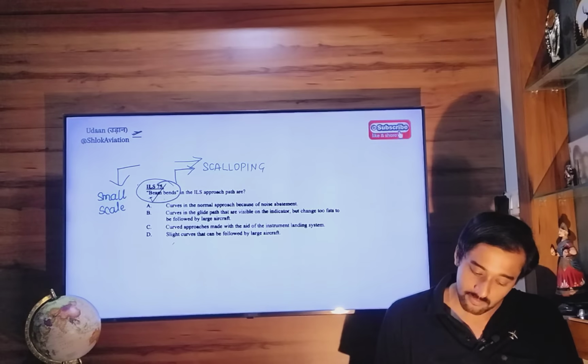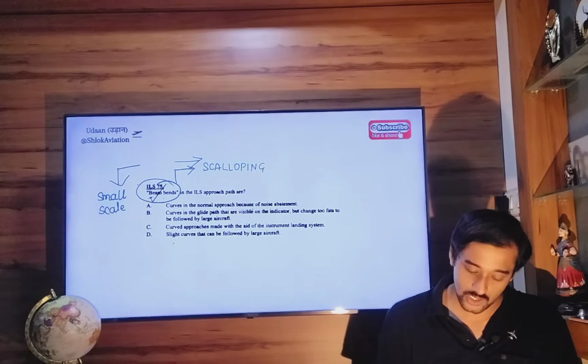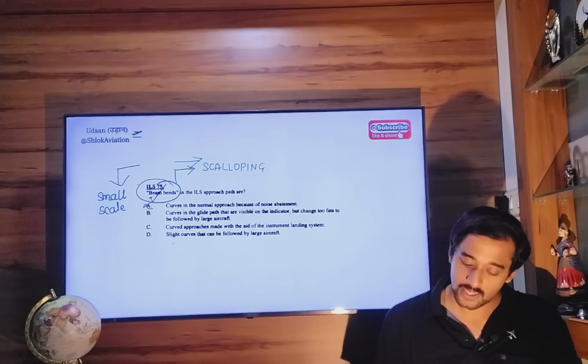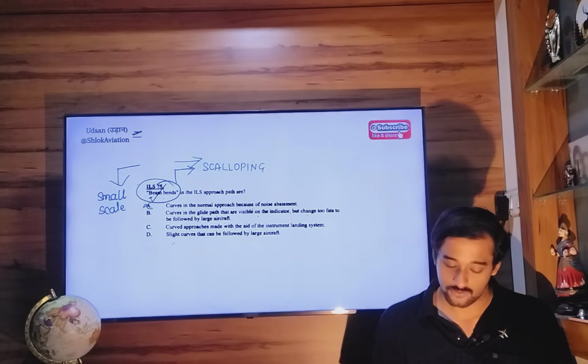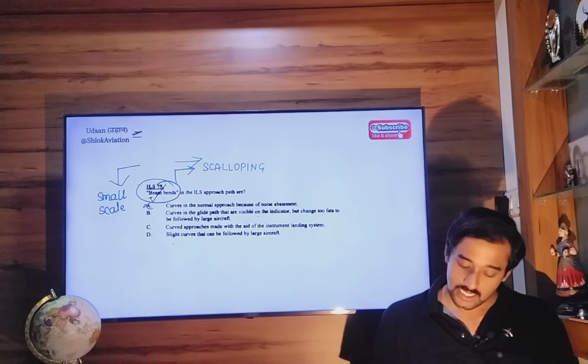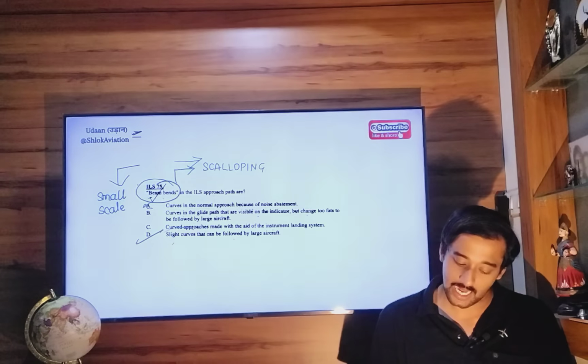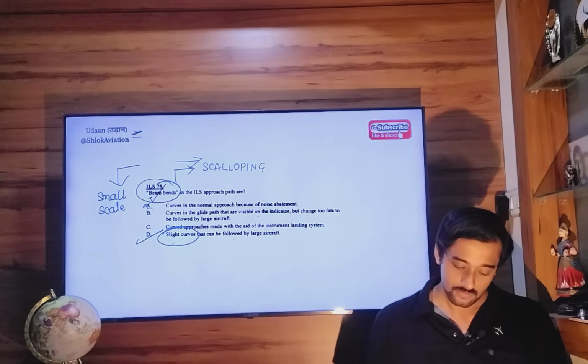So beam bends are curves in the normal approach because of noise abatement? No. Curves in the glide path that are visible but change too fast to be followed by large aircraft? No. Curved approaches made with the aid of ILS? No. Slight curves that can be followed by large aircraft. So option delta, they are slight bends. Okay.